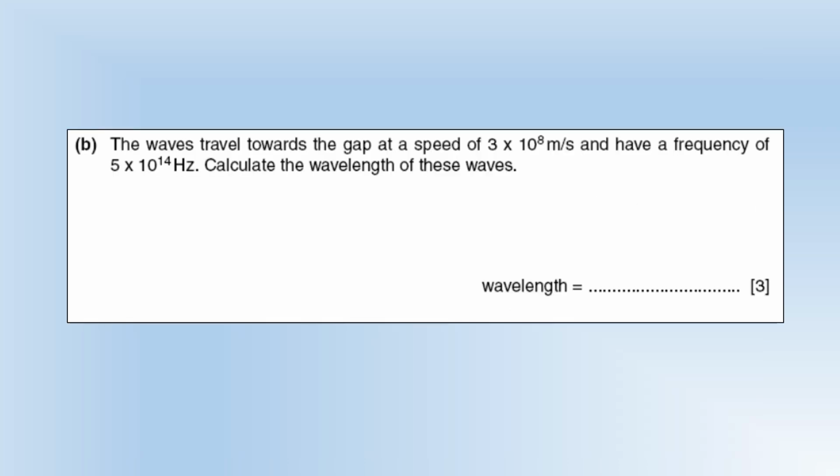The waves travel towards the gap at a speed of 3 times 10 to the 8 meters per second and have a frequency of 5 times 10 to the 14 hertz. Calculate the wavelength of these waves. So here's the wave equation, rearranged to make the wavelength the subject, plug the numbers in, and we get our wavelength 6 times 10 to the minus 7, which is very much in the visible spectrum.